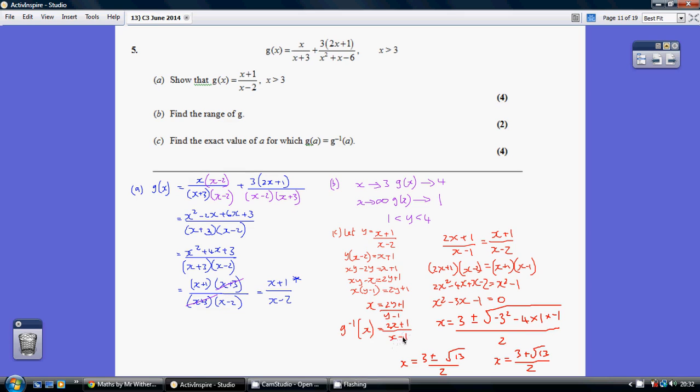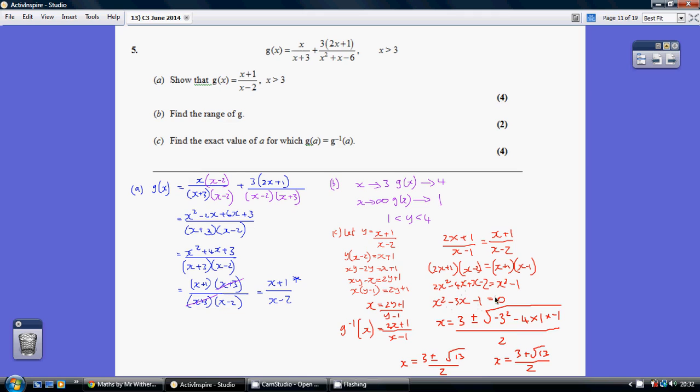Now we're trying to find the value where g of x, so x plus 1 over x minus 2, equals our inverse function of g of x, 2x plus 1 over x minus 1, which we've got here. So multiply both sides by x minus 1, x minus 2 gives us this. Multiply out the brackets gives us this. Gather our terms and set it equal to 0 gives us this.